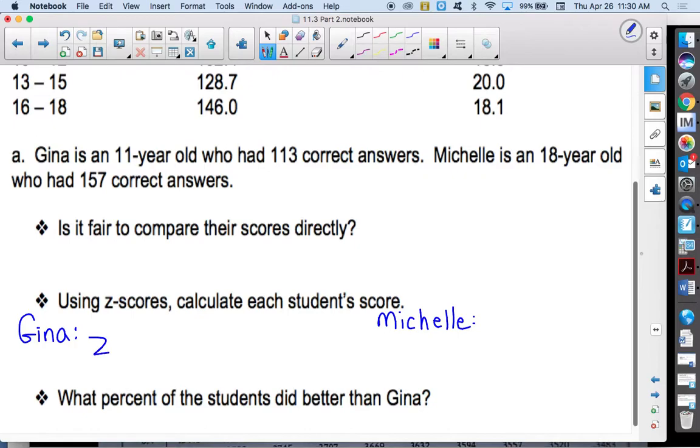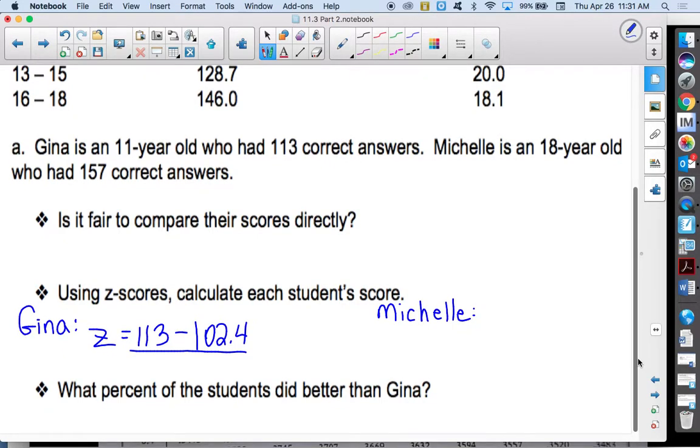So to find a z-score, you take the person's value that they had on the test. So Gina scored 113. You subtract the mean for her age group. So what's Gina's age group's mean? 102.4. She's above average. Yeah, so that's good. And then, what is her standard deviation? 16.3.